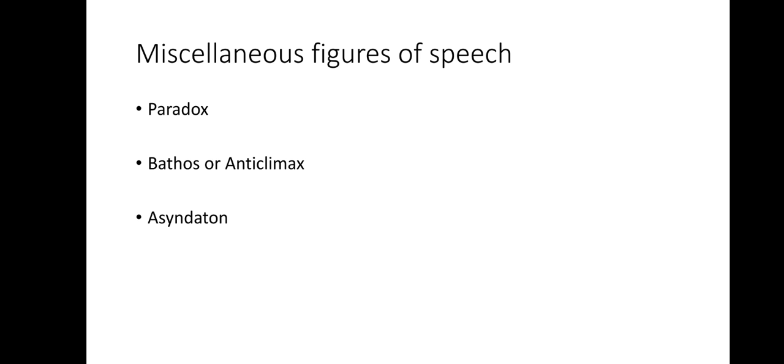And apart from this, we have asyndeton. Asyndeton is the opposite of polysyndeton. In polysyndeton, as I have already said, we use conjunctions unnecessarily. In asyndeton, we do not use conjunctions. There is an absence of conjunction. For example, there is a famous line: "I came, I saw, I conquered." He could have said, "I came and I saw and I conquered." Here the conjunctions are absent, and we use only commas.